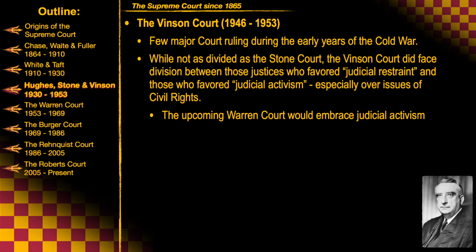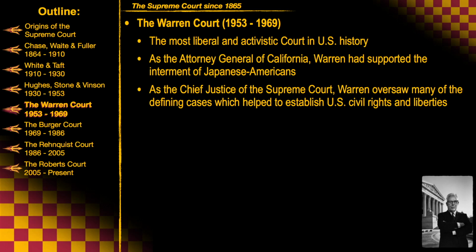And so because of this divide there in the court, we don't see many major decisions being made. However, the issue of judicial activism would be absolutely embraced by the upcoming Warren Court. The Warren Court was by far the most liberal and activistic court in history, that through their rulings, many of the civil rights and liberties that we just take for granted today, these things were established during these years in the 1950s and 60s.